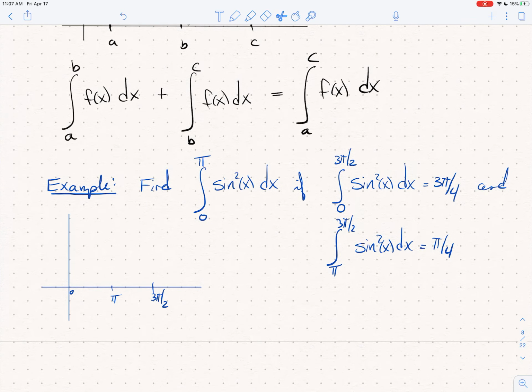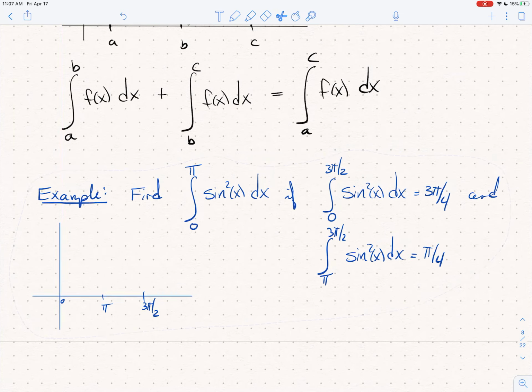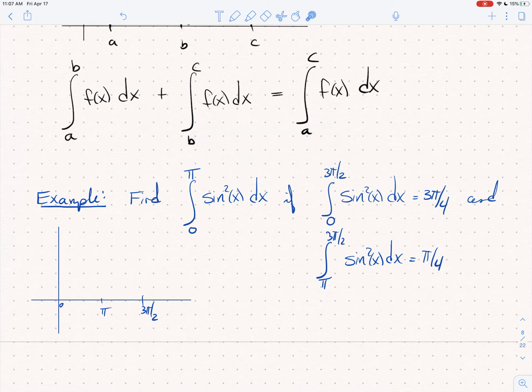And I've squeezed an example in here. We're a little tight on space because I made it tight on space. So we're asked to find the integral from 0 to pi of sine squared x dx, given that the integral from 0 to 3 pi halves is 3 pi fourths, and the integral from pi to 3 pi halves is pi fourths. So let's write down what we're given.